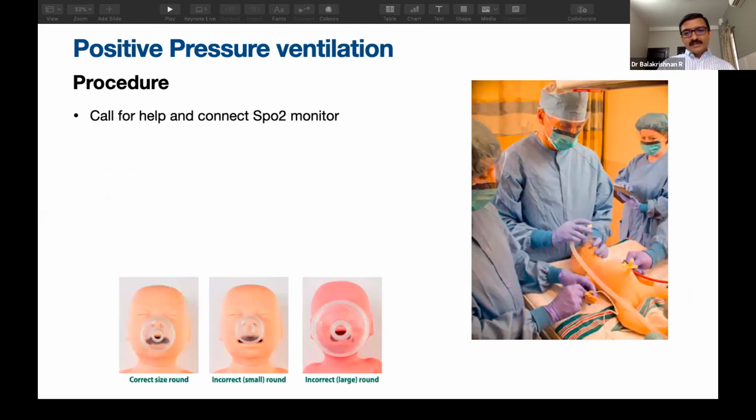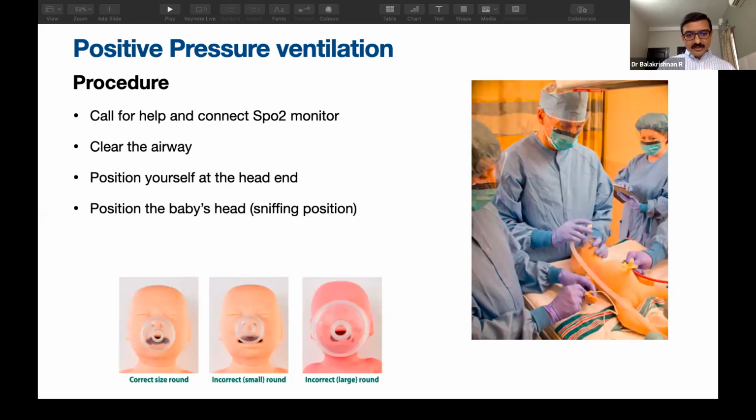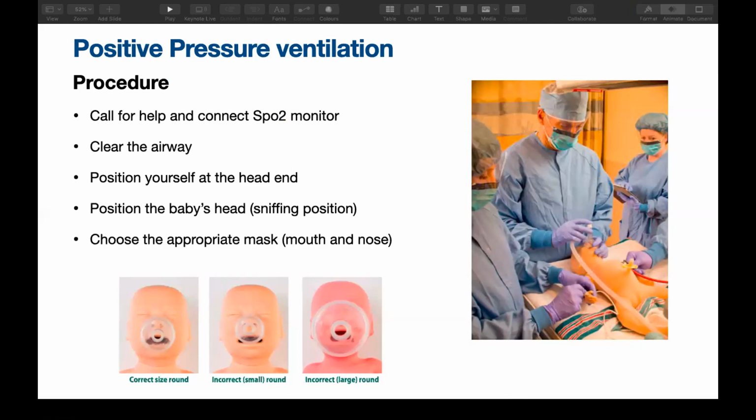So once we have decided that we're going to go ahead with positive pressure ventilation, we should call for help, connect the saturation probe and clear the airway. We should position ourselves at the head end and position the baby's head in the sniffing position. And we should choose the appropriate mask, which will cover both the mouth and the nose. So this is the correct mask, which covers both the mouth and the nose.